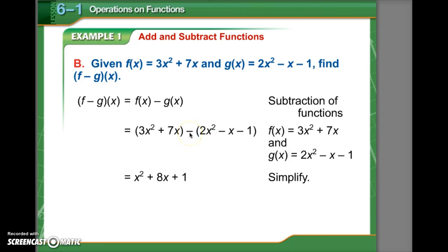Basically, we're distributing this negative sign to all the terms in the second set of parentheses. When you do that, we're going to end up with x squared plus 8x plus 1.